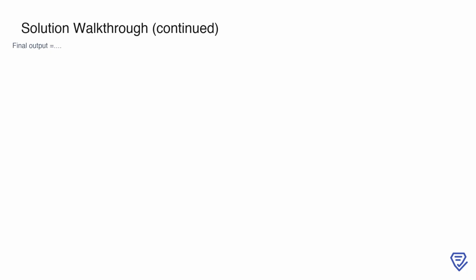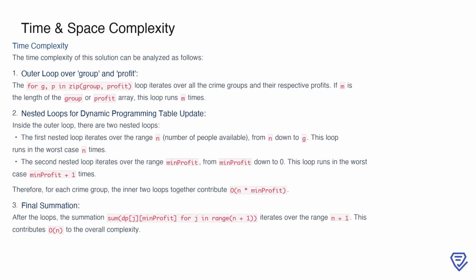under the given conditions. To analyze the time complexity of this solution, we begin with the outer loop that iterates over the group and profit arrays. If the length of these arrays is m, this loop will execute m times. Within this outer loop, there are two nested loops. The first nested loop handles the range of available people, iterating from n down to the current group size g. In the worst case, this loop iterates n times.